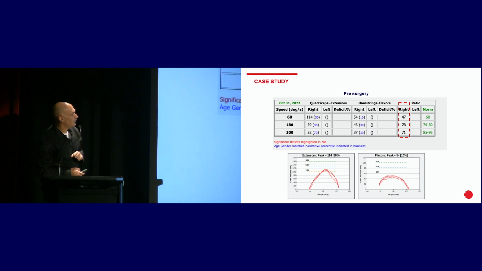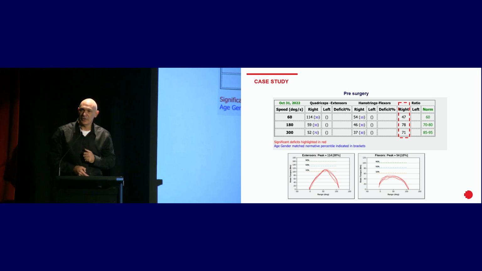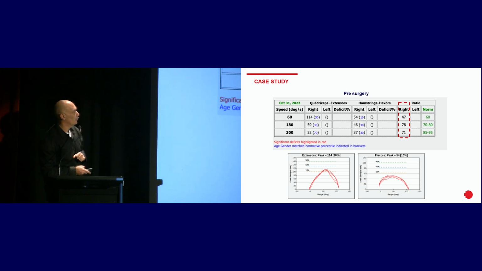So for this athlete, for example, you can see the right ratio is 47, which is below the 60, which tells the surgeon that they need to take the graft from the quads, from the strong muscle, because the graft will weaken the muscle. But in the physio, we need to strengthen more, focusing strength training on the hamstrings.